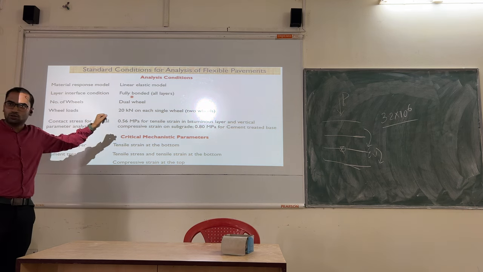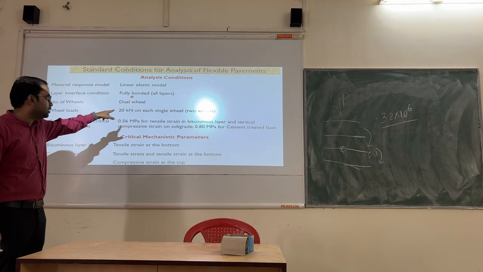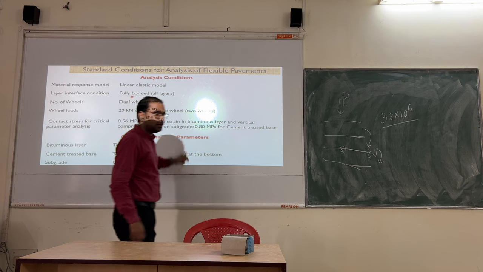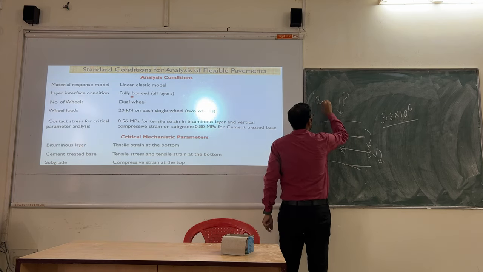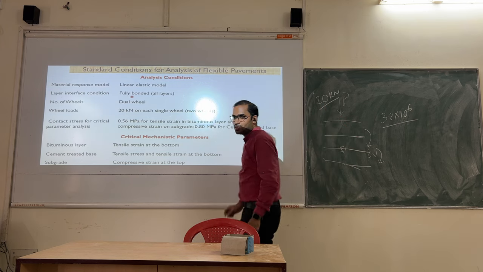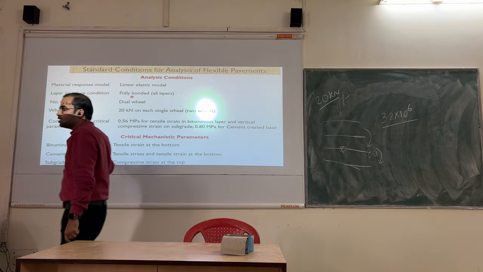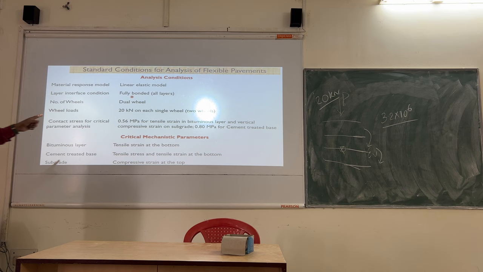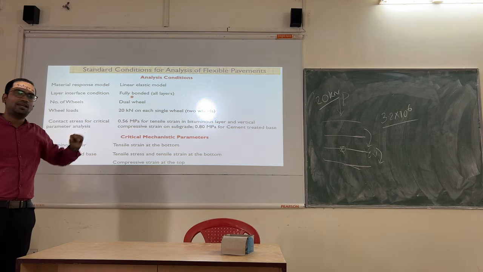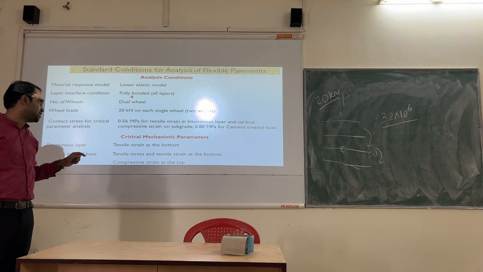Then the number of wheels, dual wheel assembly, where the load being calculated is 20 kN. It means on a single axle, 20 kN is being applied on a single wheel. That's why in the software you have to input the parameter 20 kN. Then tire pressure is 0.56 MPa, and 0.8 MPa for the cement-treated base layer.